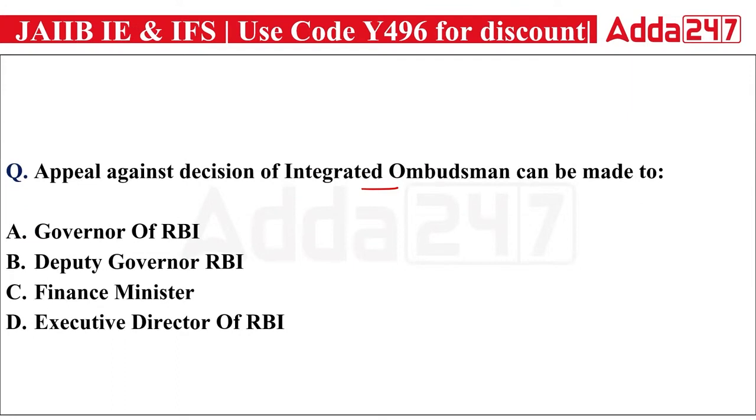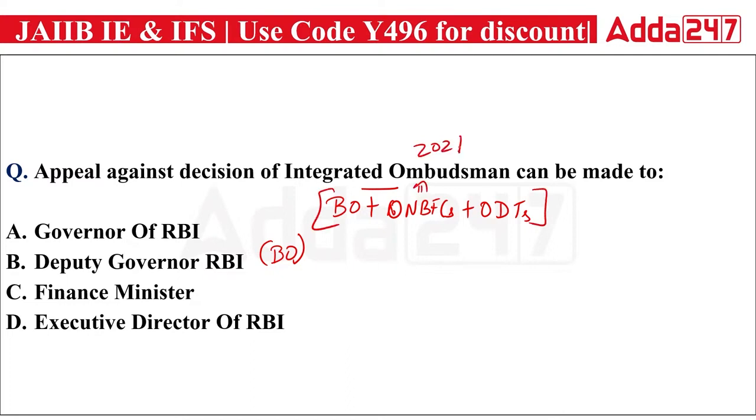Like you are not happy with the decision of the integrated ombudsman and you want to appeal further. With whom can you file the case? Under the banking ombudsman, it used to be the Deputy Governor of RBI. But now, because the integrated ombudsman scheme has been introduced, in which the banking ombudsman, the ombudsman for non-banking financial companies and the ombudsman for digital transactions have all been merged into the integrated ombudsman in 2021, you have to go for the further appeal to the Executive Director of RBI.